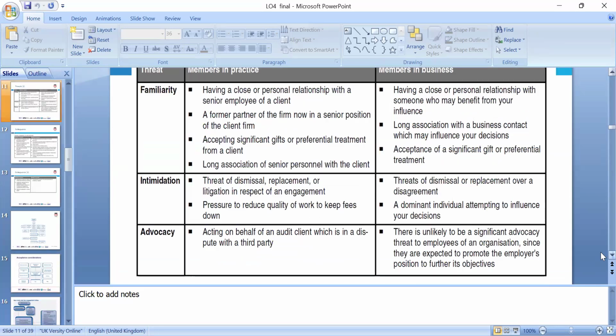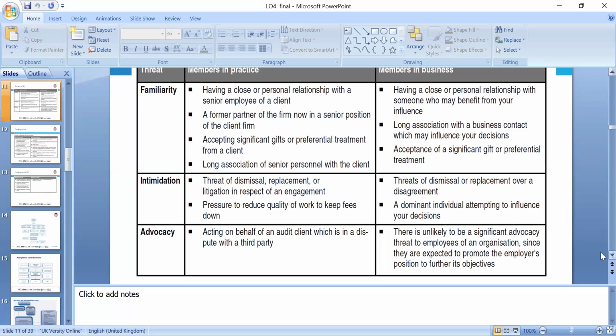So familiarity: close personal relationship, former partners of the firm, accepting gifts like holidays and various others, long association with the business, and acceptance of significant gifts. These all lead to being compromised. We don't want to compromise our professional code of ethics. We need to be clear.